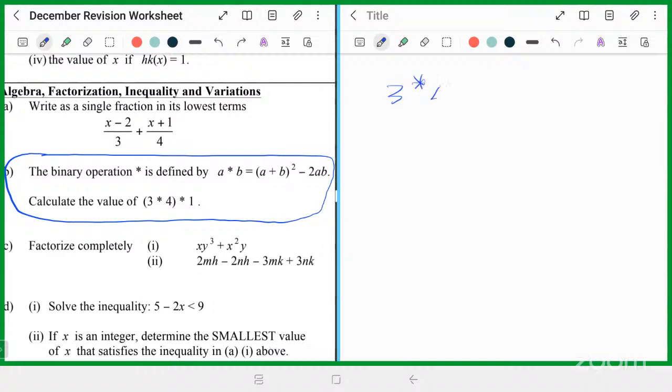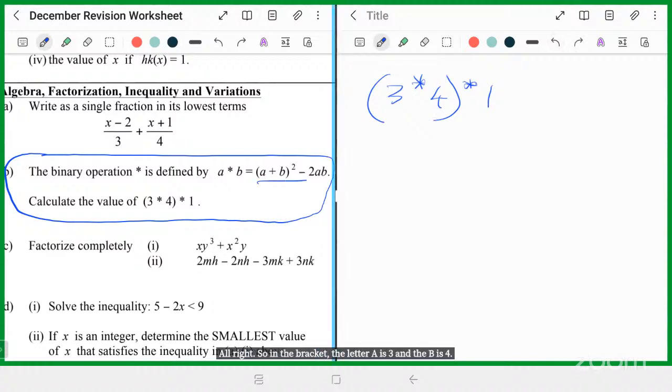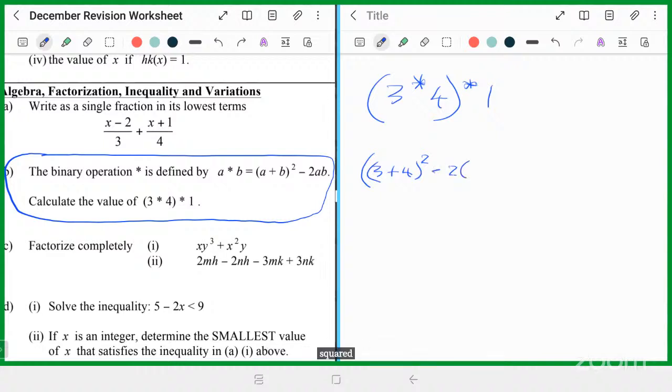3 star 4 star 1. We have to do what is in the bracket first. All right? So in the bracket, the A is 3 and the B is 4. So we're doing this operation inside this bracket right now. So inside the bracket, we're going to get 3 plus 4 squared minus 2 times 3 times 4, inside the bracket, star 1. Everybody understand that? Yes, sir. Good. I'm going to work out what value this is, and I'm going to star it to the 1 next.